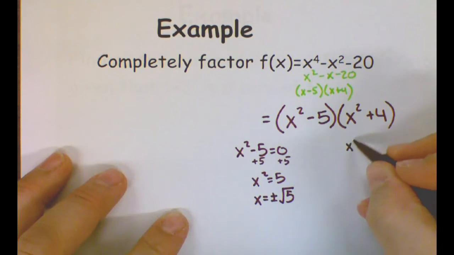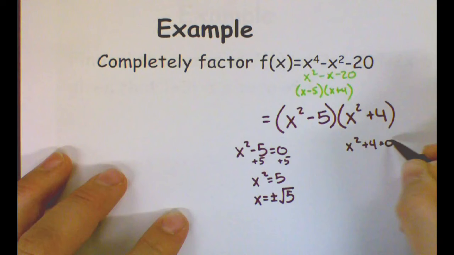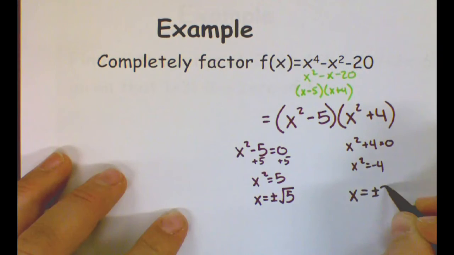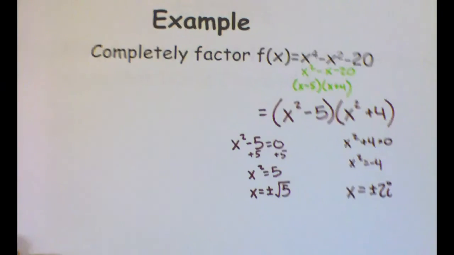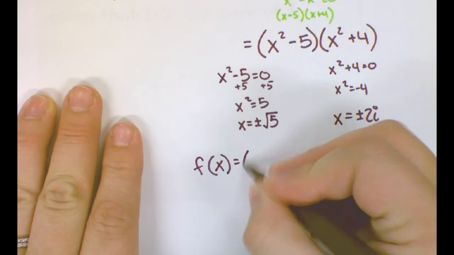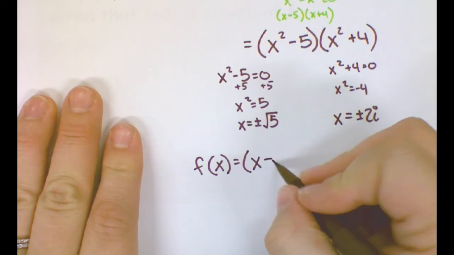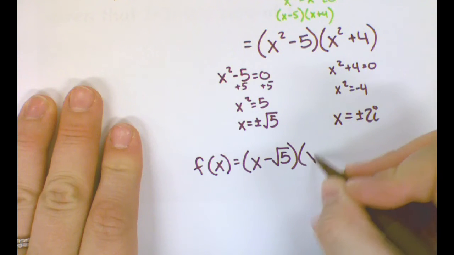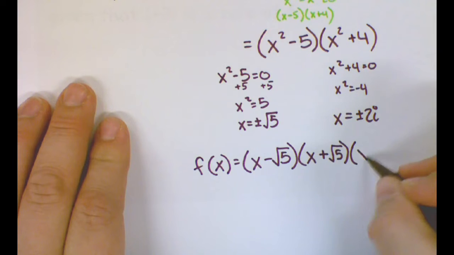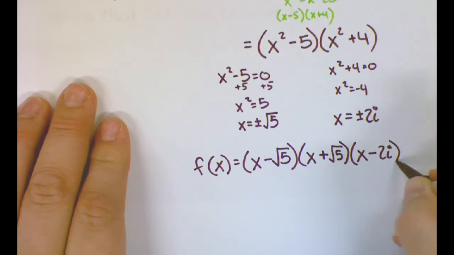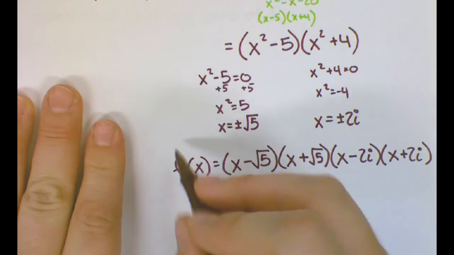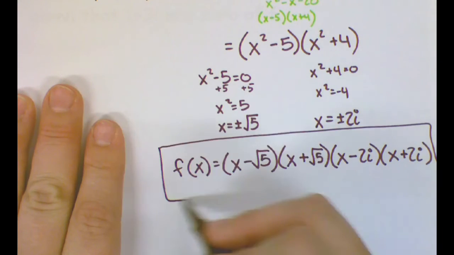For the second one, we've solved this one a few times already today. We get x squared equals negative 4. So x equals positive or negative 2i. So to completely factor our function f of x, we take x minus the square root of 5 times x minus negative square root of 5, so plus, then x minus 2i times x minus negative 2i. Here is our completely factored version.